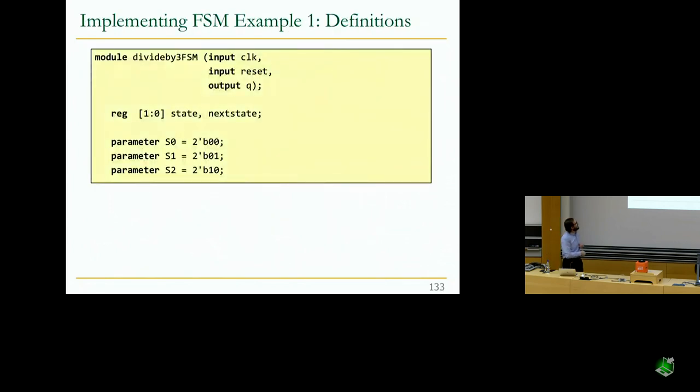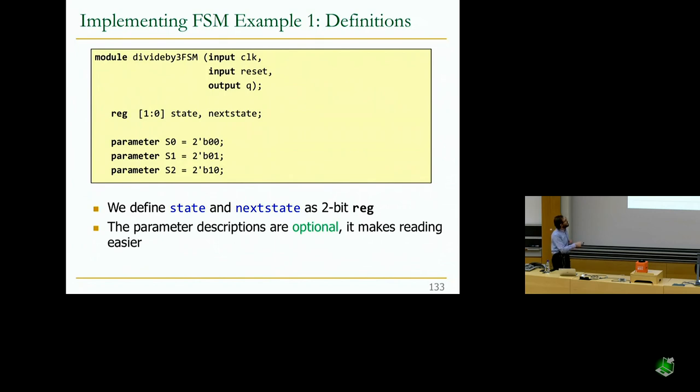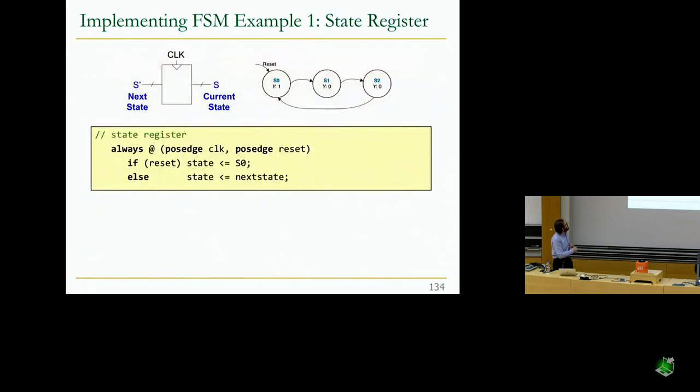And this is how you would do it, essentially. Parameters we didn't discuss last time, but you can actually parameterize a circuit. You should read the slides that I put up online at the end of last lecture, and you're going to do that for these slides also. Basically, state and next state are 2-bit registers. The parameter descriptions are optional. It makes reading easier. That's why you have parameters. But this is essentially your state register, right? Always at the positive edge of clock, ignore the reset for now. Your state gets the next state. That's what this is, essentially. And on reset, you go into state S0 over here.